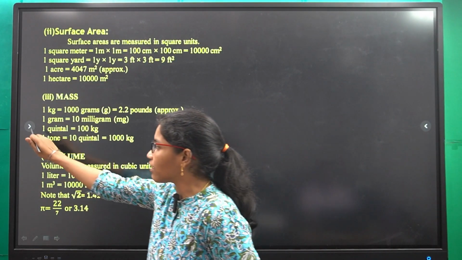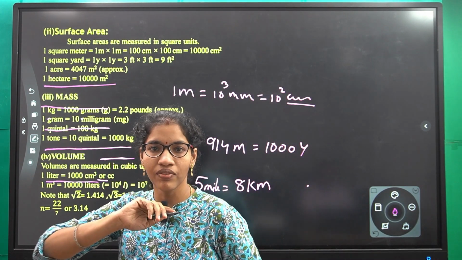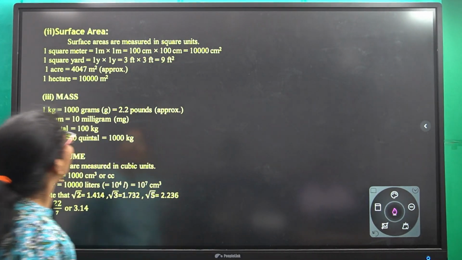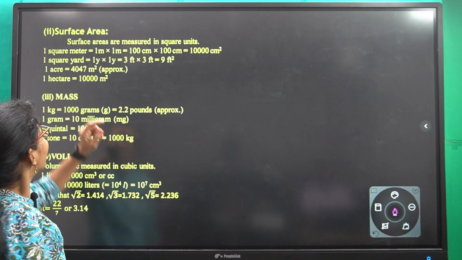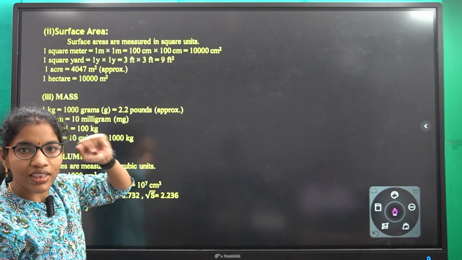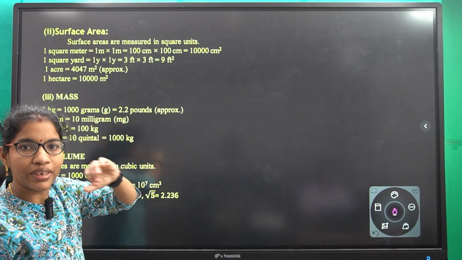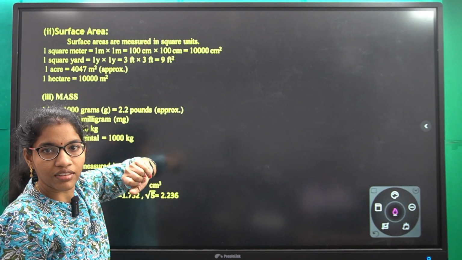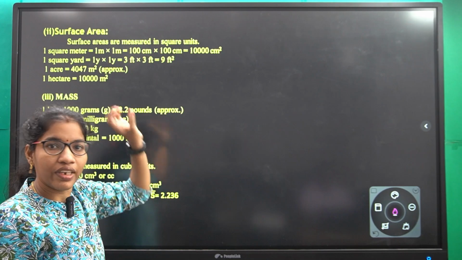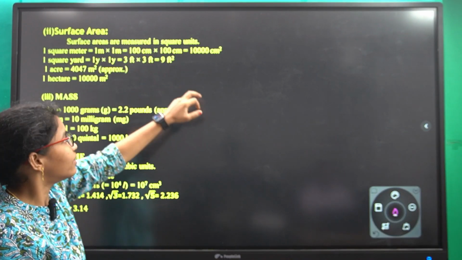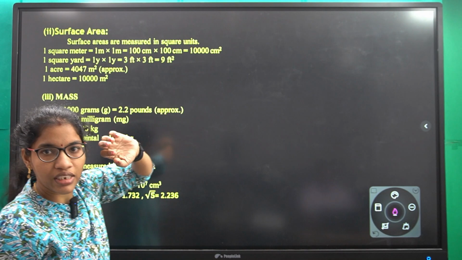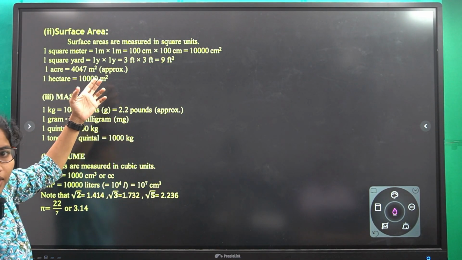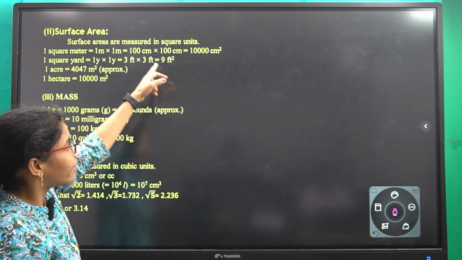Now coming to area conversions. Area we denote with the square of any unit, right? So surface areas are measured in square units. 1 square meter equals 1 meter into 1 meter, which equals 100 centimeters into 100 centimeters. That means we multiply the length two times and get the area, the square of the unit. So 10 power 4 centimeter square equals 1 meter square. 1 square yard is 1 yard into 1 yard, which is the same thing, 9 feet square.